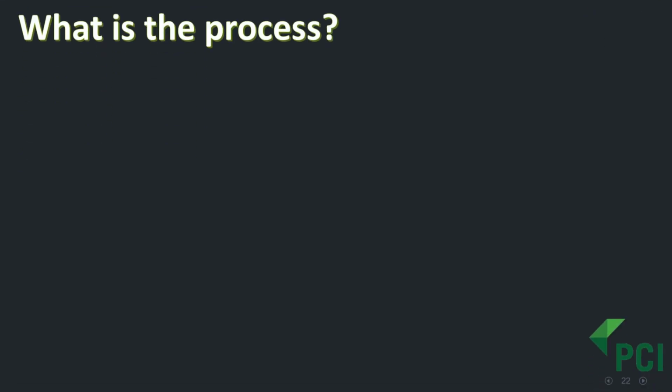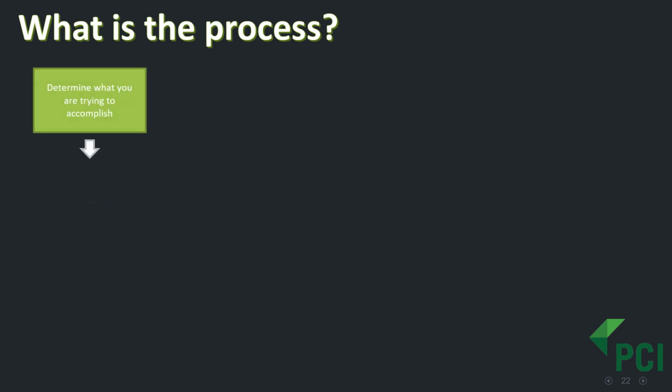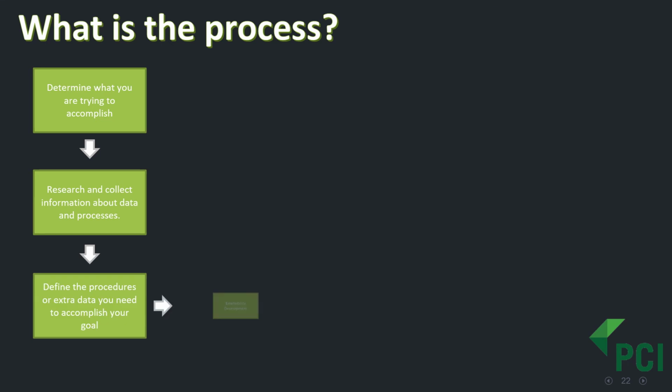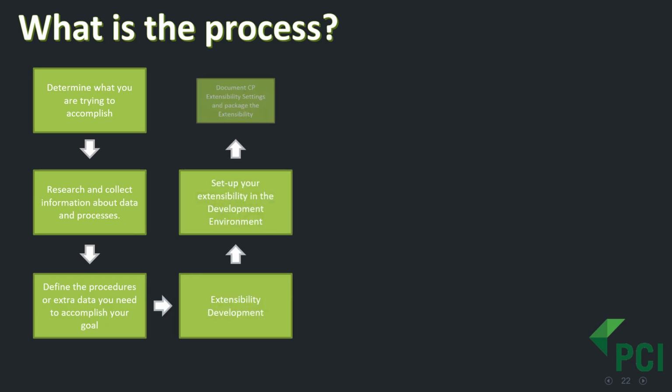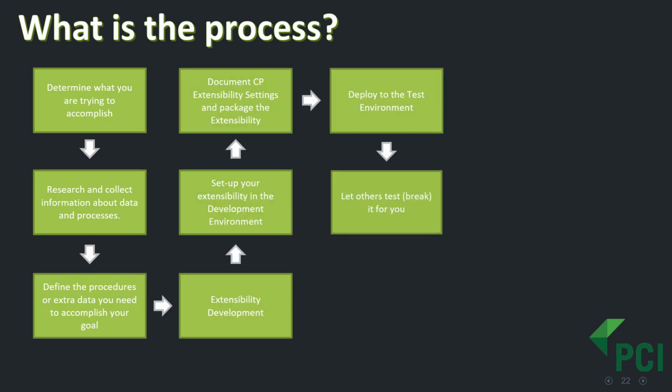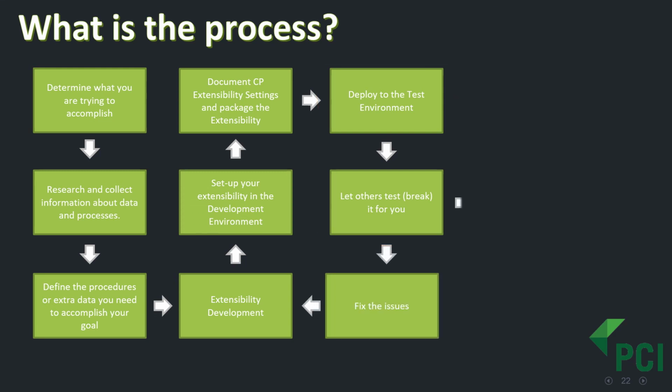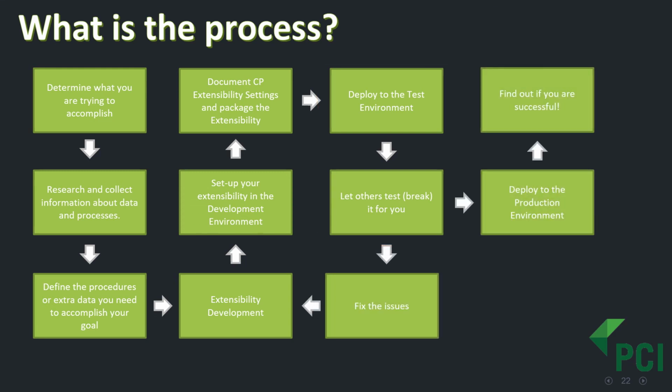The last thing we're going to talk about is the process of getting your extensibility from your brain into production. There are many steps that you need to take in order to build a quality extensibility. This is also known as the software development lifecycle. You want to start off with determining what you're trying to accomplish. Then you want to gather the information, research, then go out there and get everything set up, have properly defined tables and procedures, then start your building.